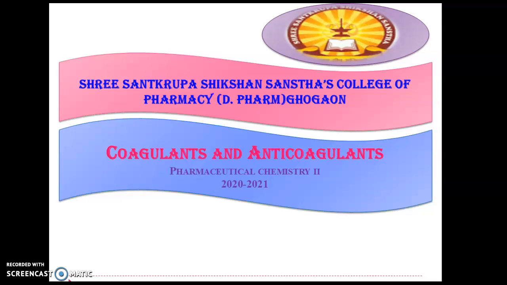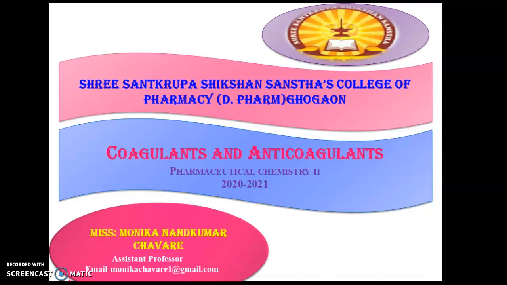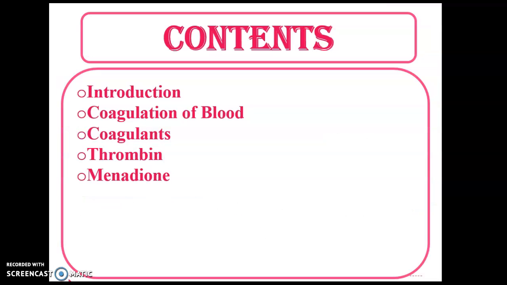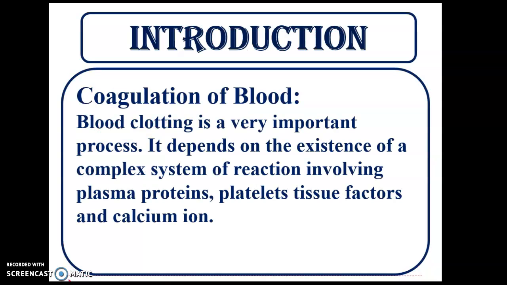In today's video, we will see what is meant by coagulants and anticoagulants. In this video, we will see these contents, starting with introduction, then coagulation of blood, then coagulants, that is definition of coagulants. First drug from the category coagulants, that is thrombin. Second drug is menadione. We start with the introduction.